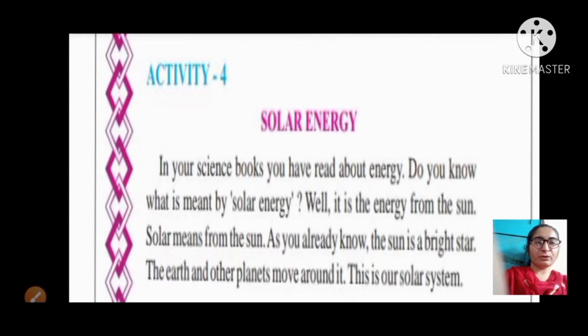In your science book, you have read about energy. Do you know what is meant by solar energy? Well, it is the energy from the sun. Solar means from the sun. As you already know, the sun is a bright star. The earth and other planets move around it. This is our solar system.